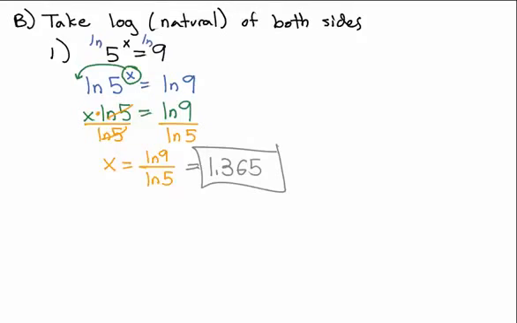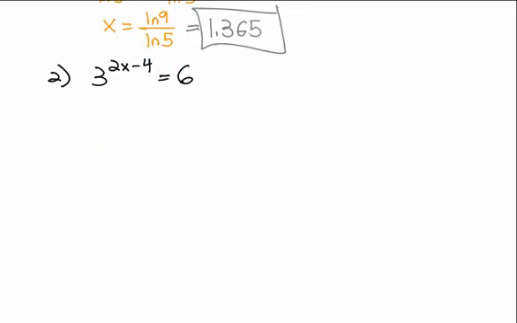Now we can start to make these problems a little more interesting, a little more exciting, by saying something like 3 to the 2x minus 4 equals 6. And again, anytime we want to get a variable out of the exponent, we'll take the natural log of both sides, because we can do anything to both sides of an equation. When we do, we have the natural log of 3 to the 2x minus 4 equals the natural log of 6.